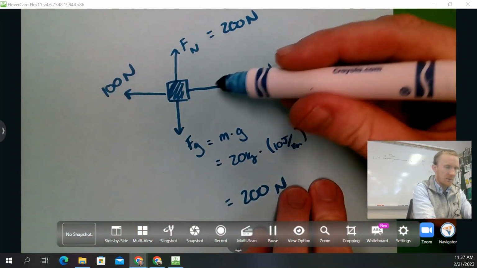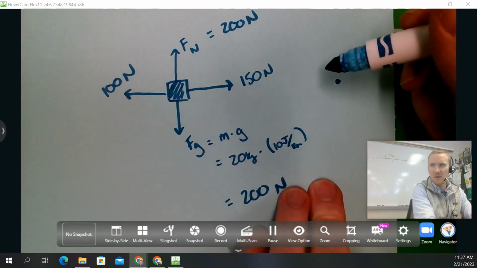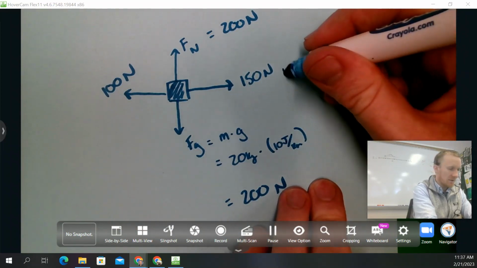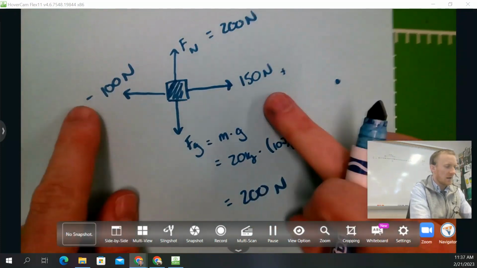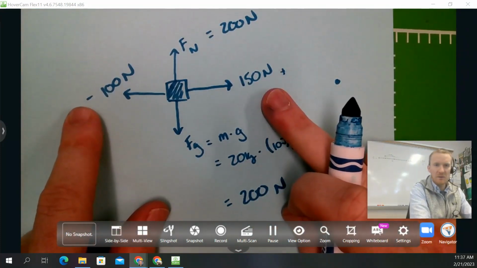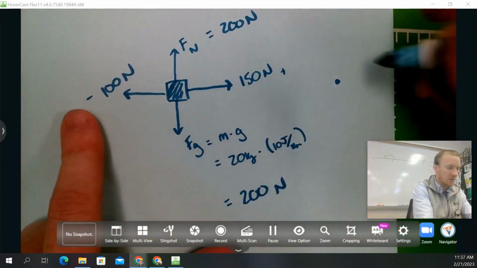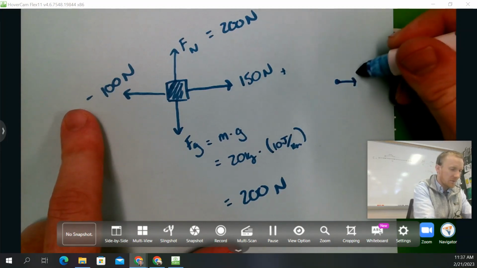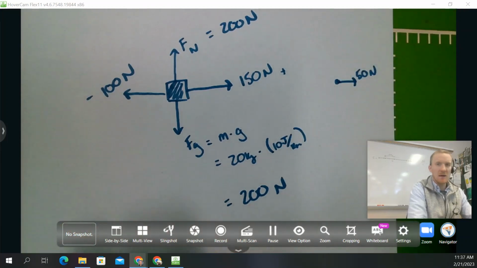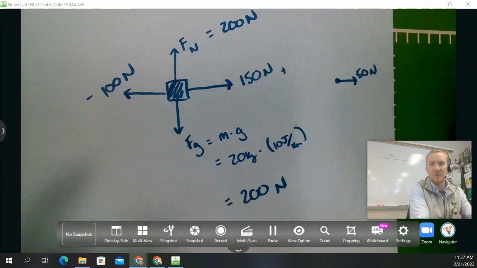So the net force, if I say everything going to the east is positive, everything going to the west is negative, this would be like 150 plus a minus 100. So our overall net force is just a positive 50 newtons. In other words, towards Cynthia's direction.